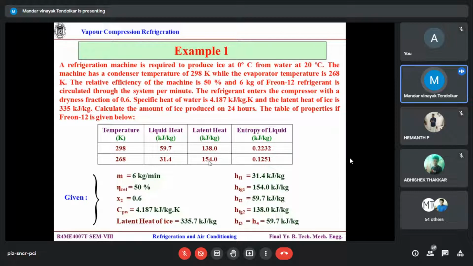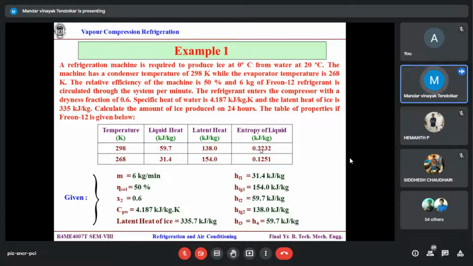Okay, and the latent heat is known, so I can find out the evaporator vapor part. That is Hg evaporator. This is Hg condenser, this plus this. Here this plus this, that is Hg evaporator. Do you agree? Yes, sir. And then the entropy of the liquid. So this is SF for the condenser and SF for the evaporator. So somehow I have to make use of these given properties and find out the answer.